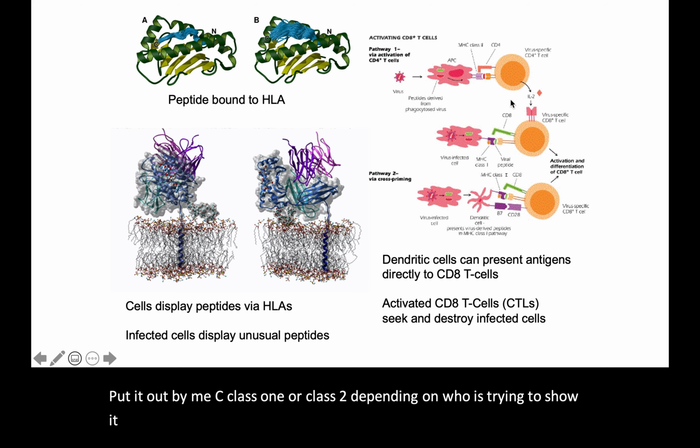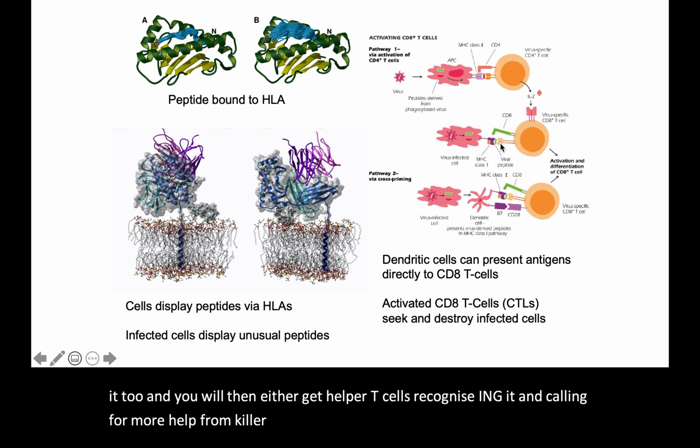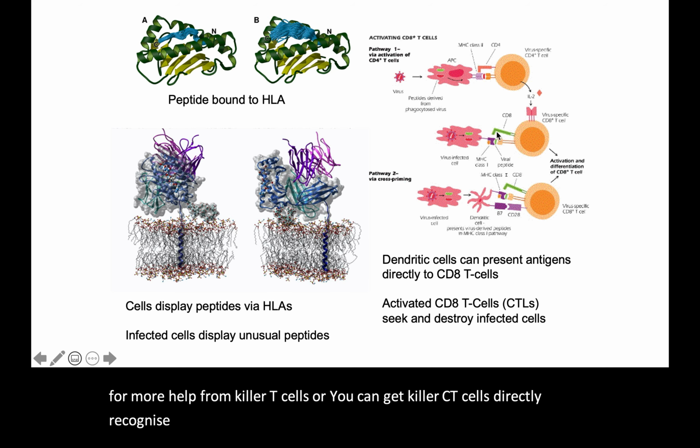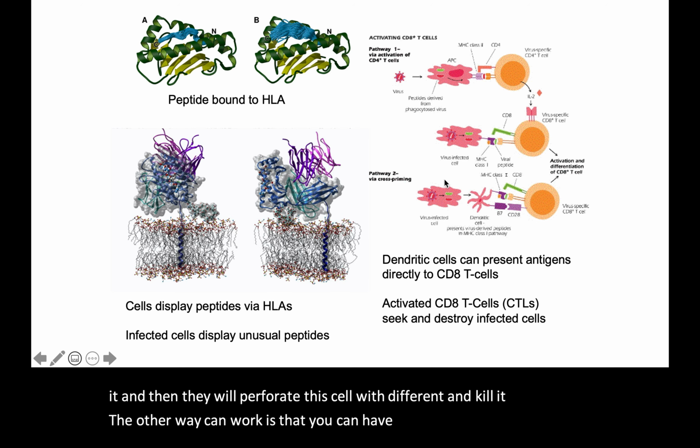And you will then either get helper T cells recognizing it and calling for more help from killer T cells, or you can get killer T cells directly recognizing that little viral peptide. And yeah, they'll sort of clamp down on it, and then they will perforate this cell with perforin and kill it.